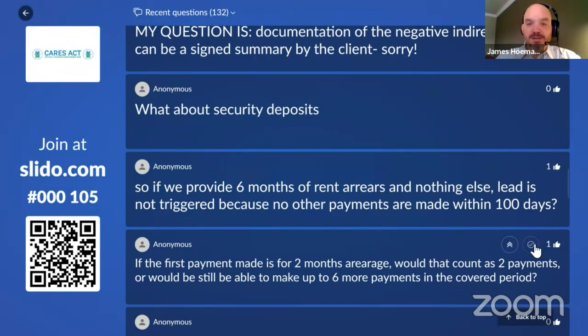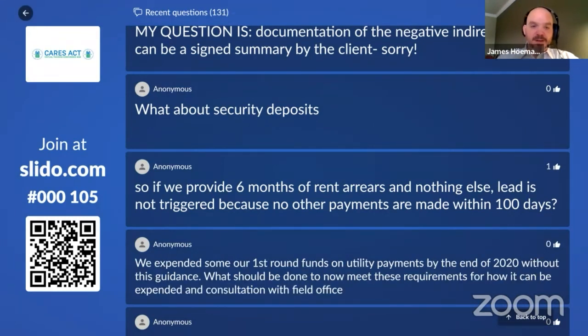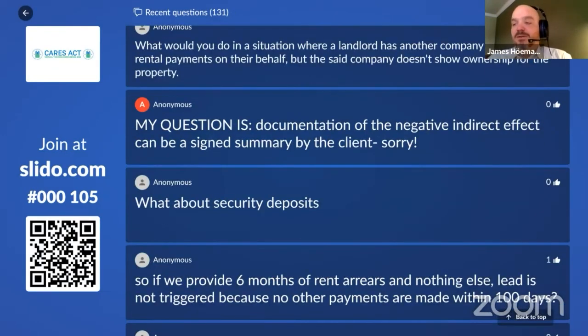If we provide 6 months of rent arrears, nothing else, lead is not triggered because no other payments are made within 100 days. That is correct. What that question is essentially asking is if we pay the 6 months worth of arrears within that current month. So you're making them current on their arrears plus paying the current month, and that's it. That's all they're assisted. Then the beneficiary received 1 month during that covered period. So you have started the clock at that point. If they're no longer assisted after that, then you never get to the 100 days. So the lead-based paint visual inspection does not come up.